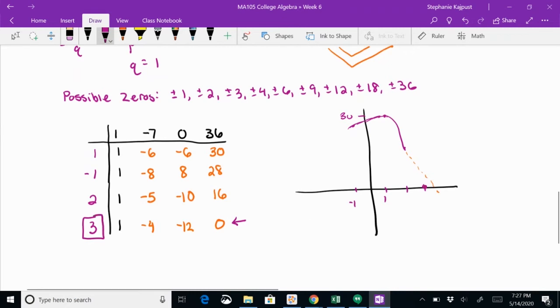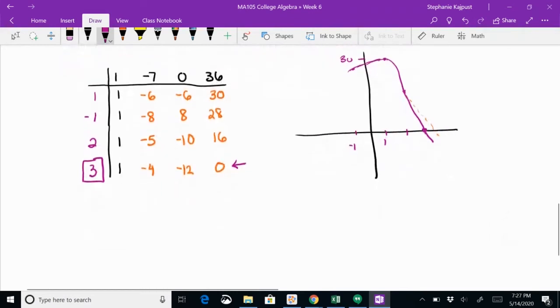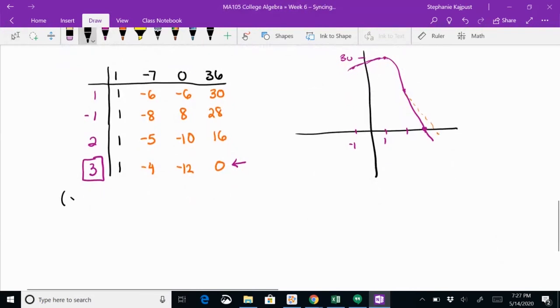So I know that here at 3, I'm going to be down here. So it's probably going to go down like that. So you keep guessing and checking until you find something. And that 3, when we write it in factored form, would be x minus 3. And then what's going across our synthetic division is the coefficients. So we started with something that was x cubed. We've now removed an x, so now it's going to be an x squared. So that's going to be 1x squared minus 4x minus 12.